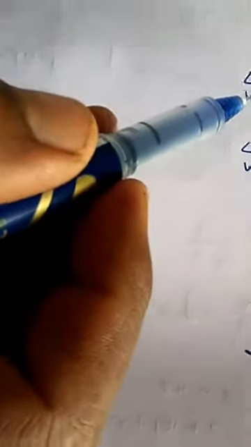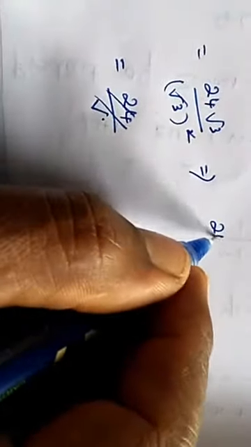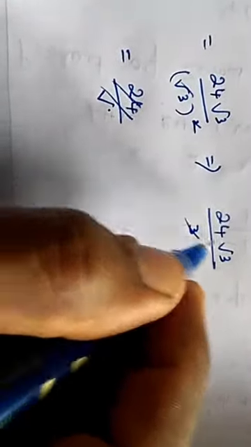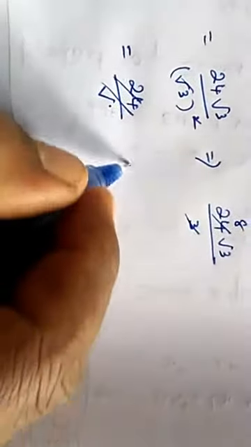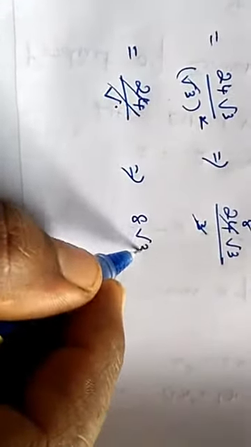Or if you want to rationalize also, you can rationalize with the denominator. Just multiply and divide with root 3, so that we'll get 24 root 3 by root 3 into root 3, which is root 3 whole square, cancel. Here we have 24 root 3 by the square root, cancel, remaining 3, cancel now. So you will get 8 root 3.